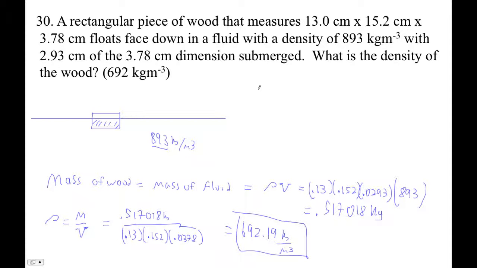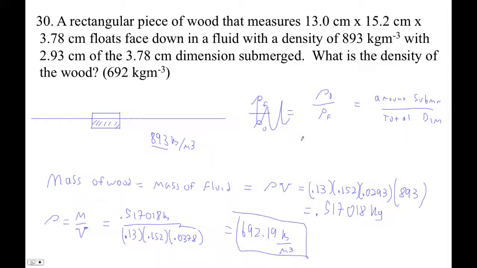So really, I believe what we can do is say density of the fluid over density of the object is... I'm flipping it upside down. Let's do it the other way. I got to think of it the other way. Density of the object over the density of the fluid is the amount submerged over the total dimension, right?